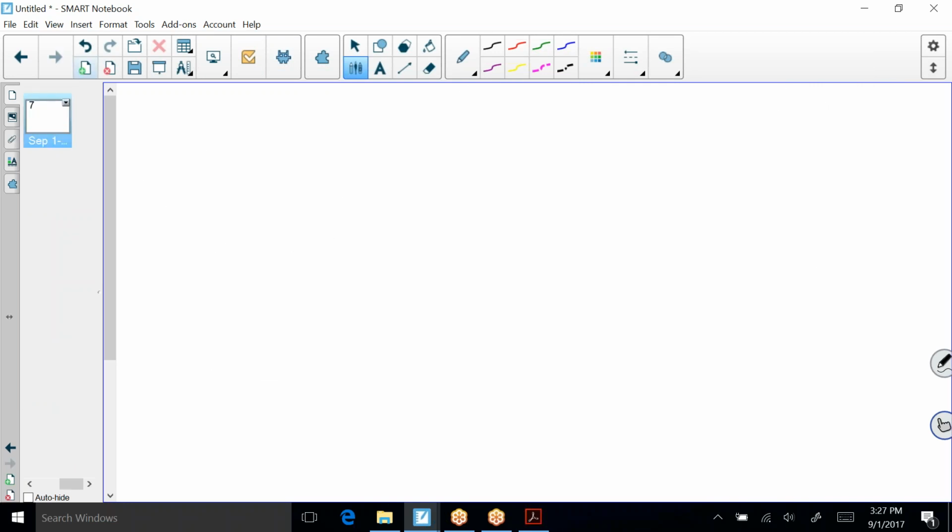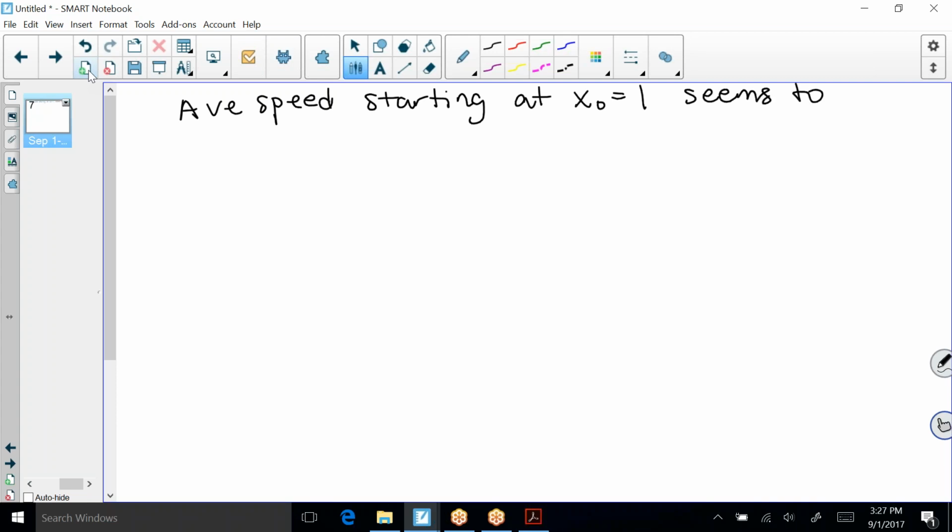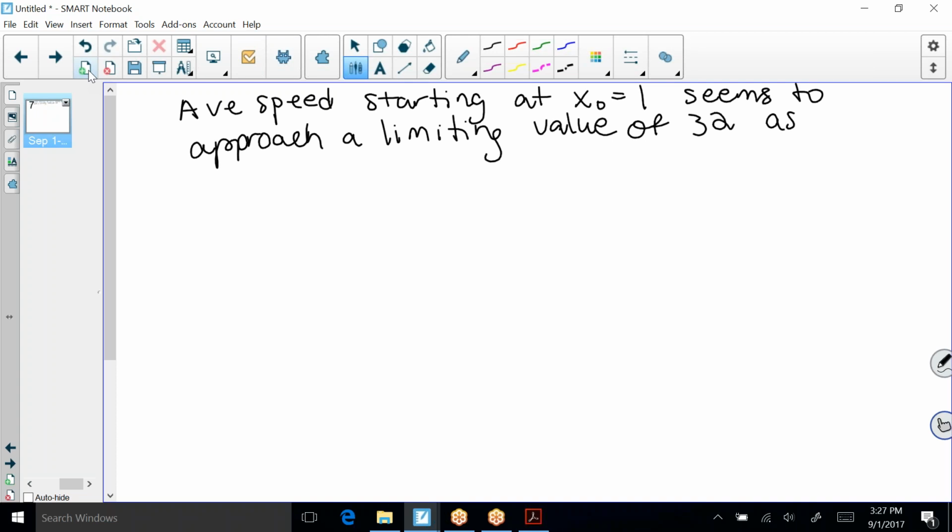So let me write that down. The average speed, starting at, and for all of these we're starting at the same value, so starting at x sub 0 is equal to 1, seems to approach a limiting value of 32 as the interval decreases.